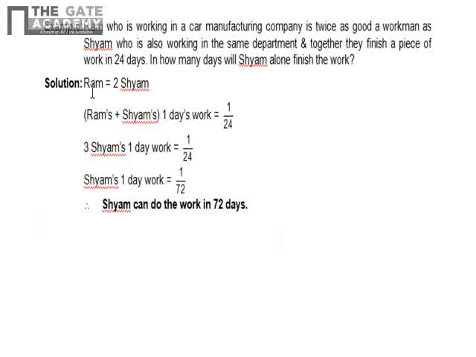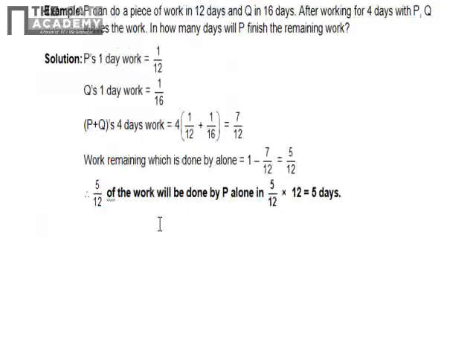We know that Ram is equal to twice Sham, and it is given that Ram plus Sham's 1 day work is 1 by 24. So if we substitute 2 Sham in place of Ram, we get 3 Sham's 1 day work is equal to 1 by 24. So Sham's 1 day work will be 1 by 72. Therefore, Sham will finish this work in 72 days.